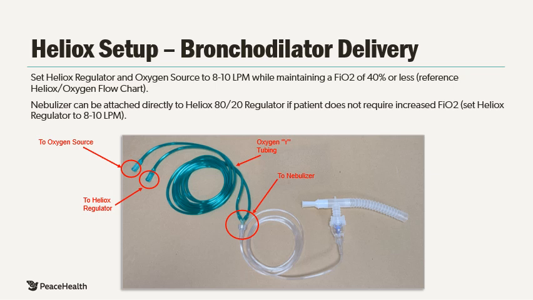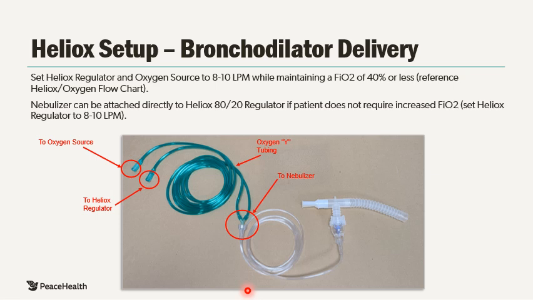As mentioned, we can deliver Heliox via a small volume nebulizer. When we do so, we want to set our Heliox regulator and oxygen source to 8 to 10 liters while maintaining that 40% FiO2 or less. The 8 to 10 liters is because that is what these small volume nebulizers require to aerosolize the medication.